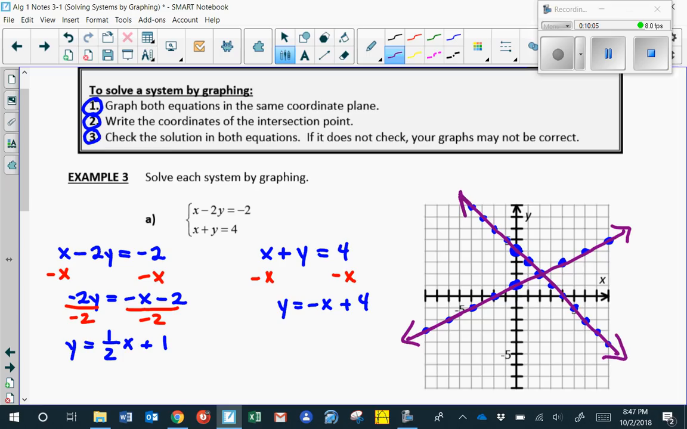It's important that you finish graphing both lines to show that you've used this method. Once we've finished graphing both lines, we're going to identify the coordinates of the intersection point. The coordinates of the intersection point are 2 and 2, or 2 comma 2.